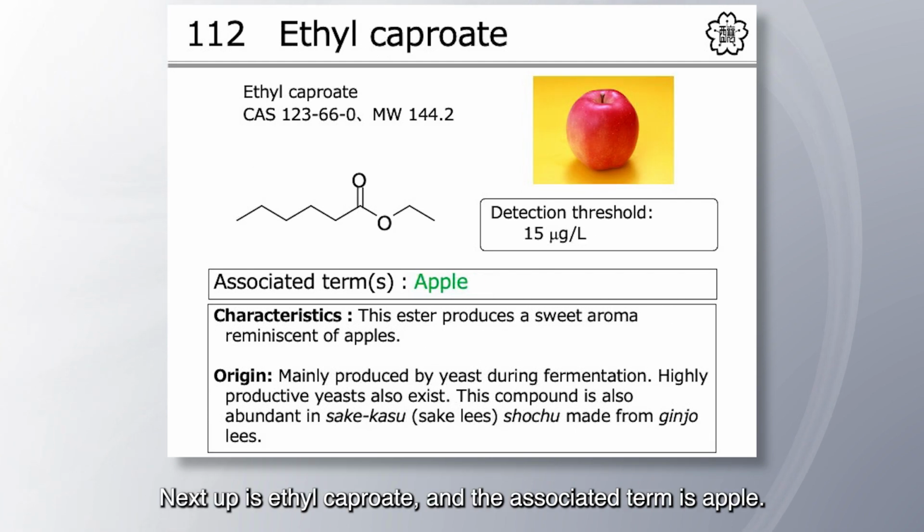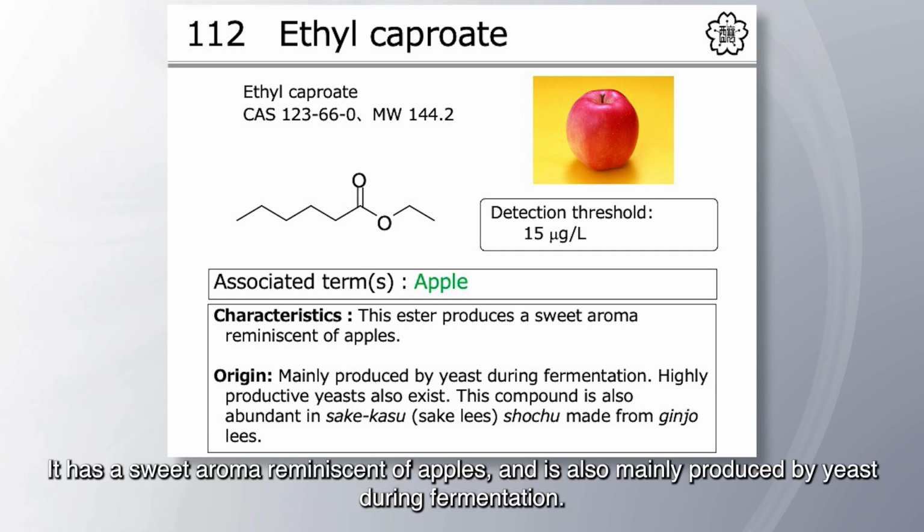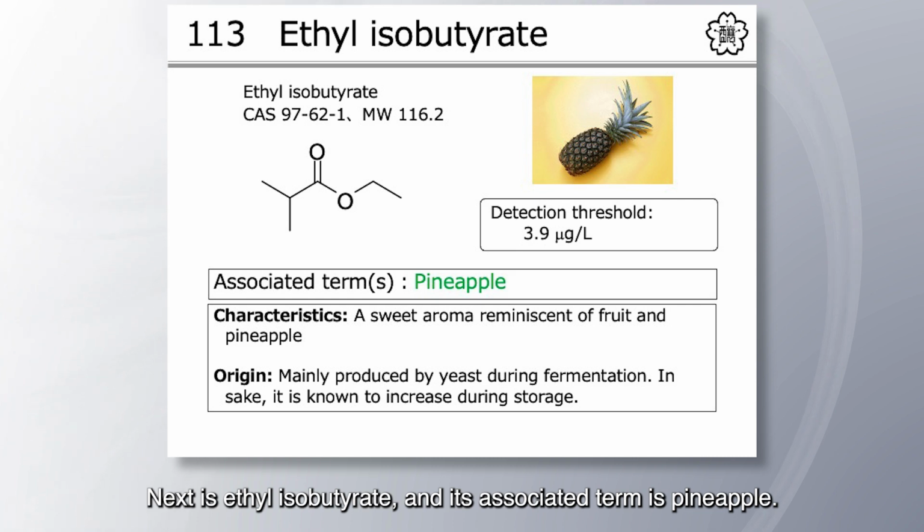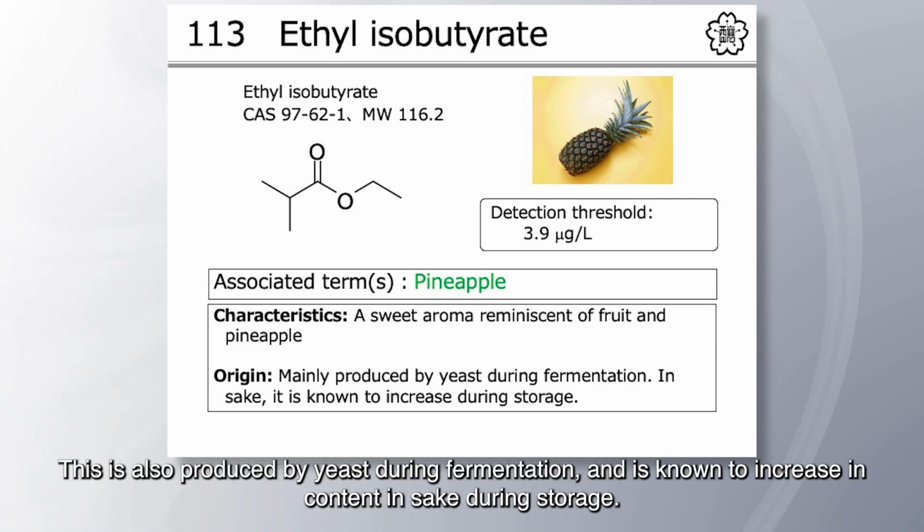Next up is ethyl caproate, and the associated term is apple. It has a sweet aroma reminiscent of apples and is also mainly produced by yeast during fermentation. In addition to highly productive yeast, it is also abundant in Honkaku Shochu made with ginjo sake leaves. Next is ethyl isobutyrate, and its associated term is pineapple. This is also produced by yeast during fermentation and is known to increase in content in sake during storage.